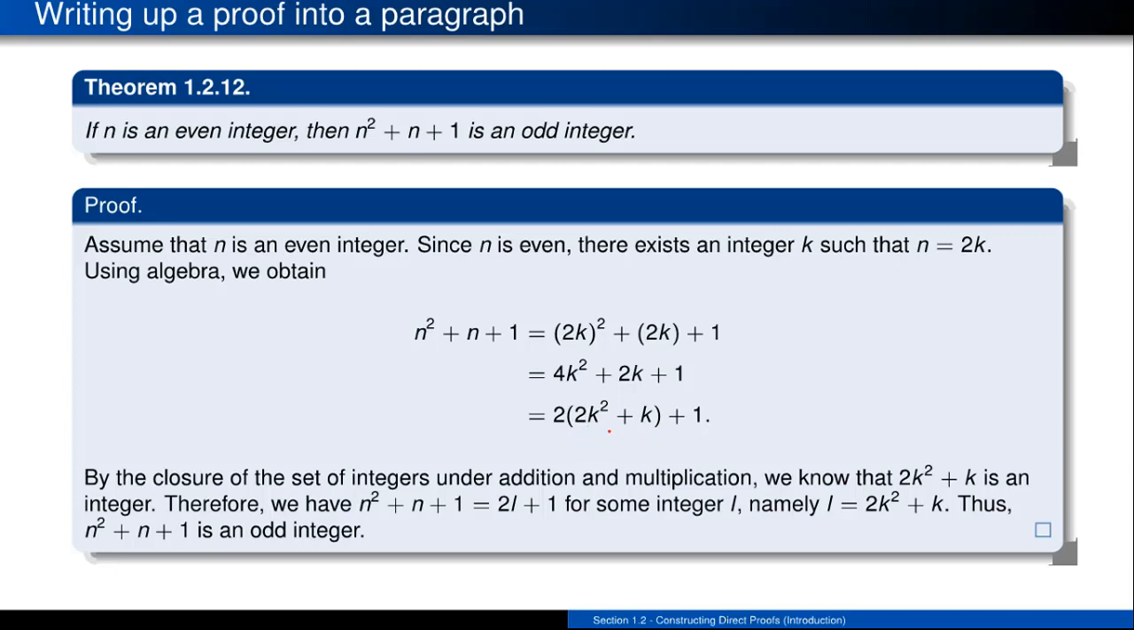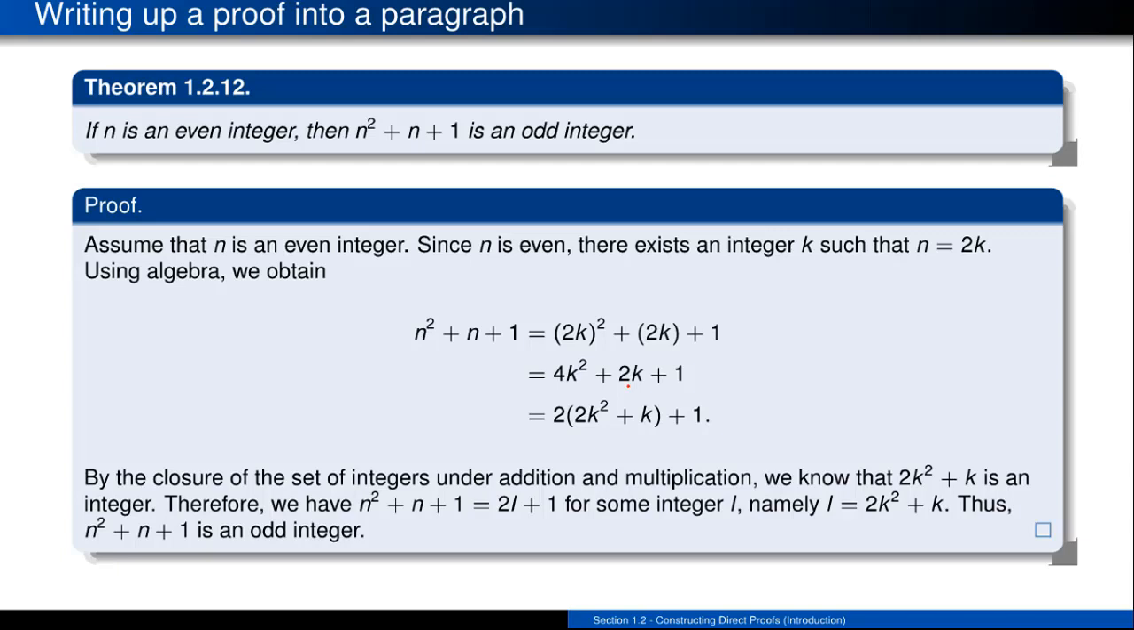All of those things are encompassed in this idea of the closure of the integers. I can take any number of integers that I want, I can add them together, I can multiply them together, I can subtract them, I can do any of those operations, as long as I'm not doing division or taking square roots or any of those things that are going to leave the world of being an integer. So because I know I haven't done any of those, I can state this fact that by the closure of the set of integers, using addition and multiplication, 2k squared plus k is in fact going to be an integer.